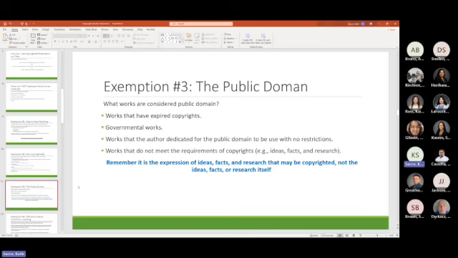Governmental works are in the public domain. Works that an author has dedicated to the public domain, and when an author publishes a work, they can actually say, you know what, anybody can use it. And works that do not meet the requirements. So it is the expression of facts, research, and ideas that is copyrighted, not the ideas, facts, and research itself.